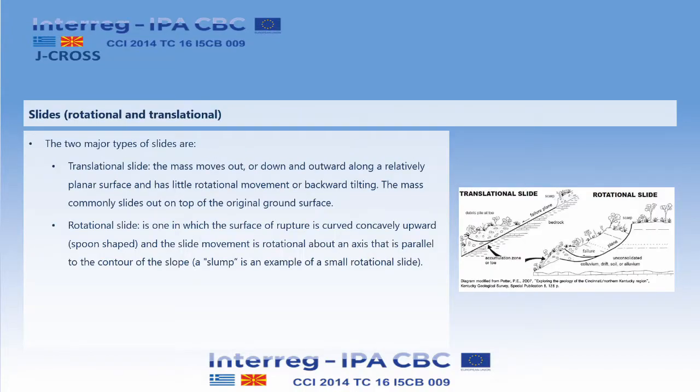The 2 major types of slides are: translational slide, where the mass moves out, or down and outward along a relatively planar surface and has little rotational movement or backward tilting. The mass commonly slides out on top of the original ground surface. Rotational slide is one in which the surface of rupture is curved concavely upward, spoon-shaped, and the slide movement is rotational about an axis that is parallel to the contour of the slope. A slump is an example of a small rotational slide.